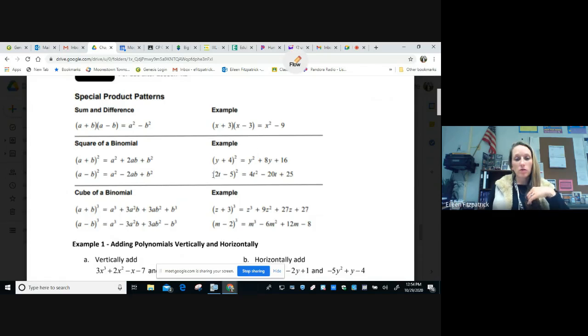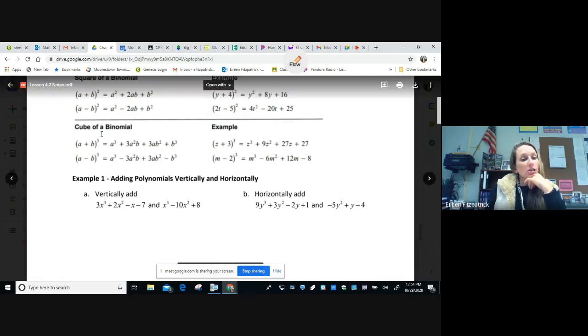Okay, square the first term. So 2t squared is 4t squared. To get the middle term, you're going to multiply these together and double it. So when you multiply them together, you get negative 10t, and then double it to get negative 20t, and then square the last term. Negative 5 squared is a positive 25.